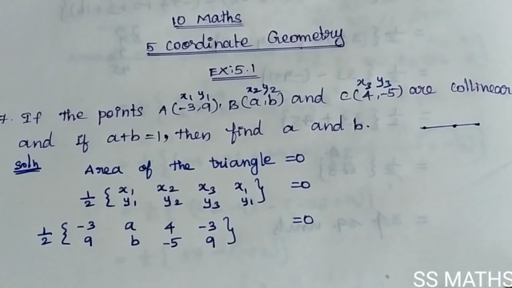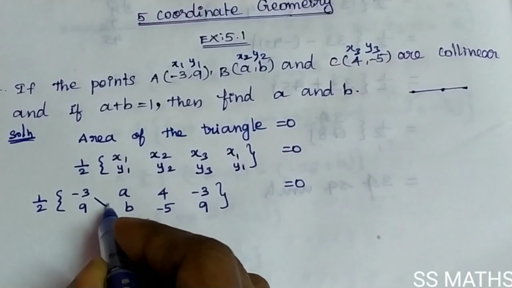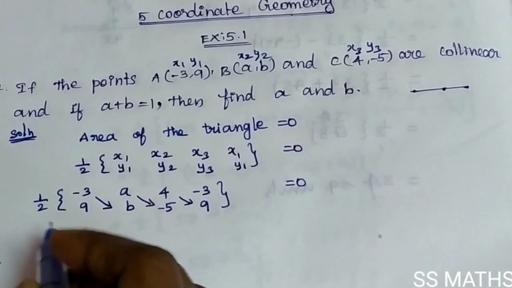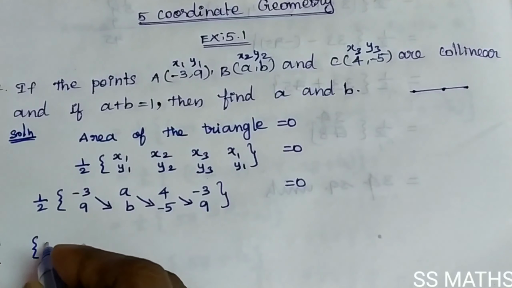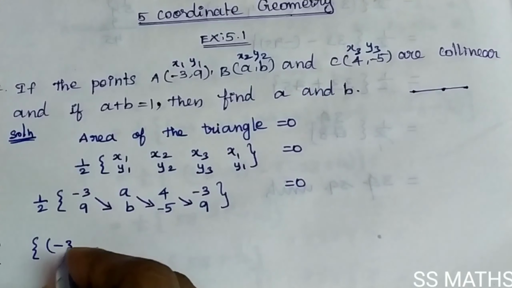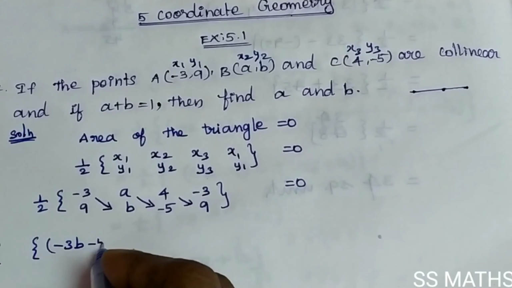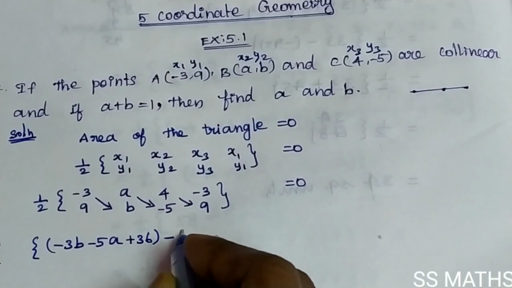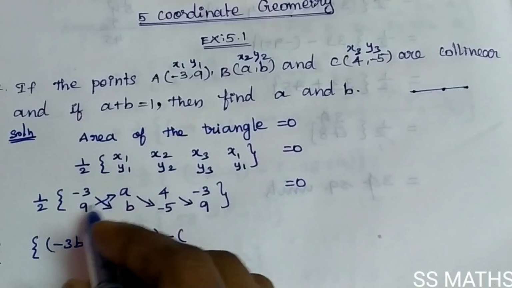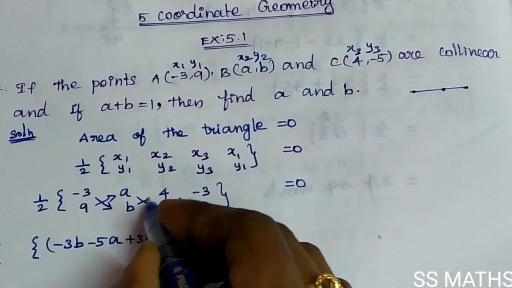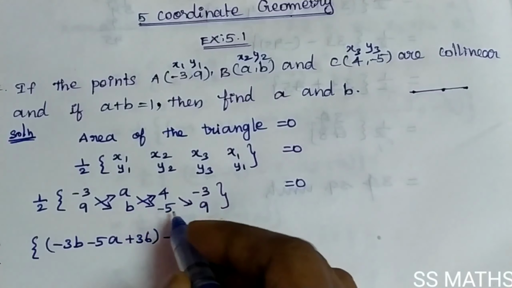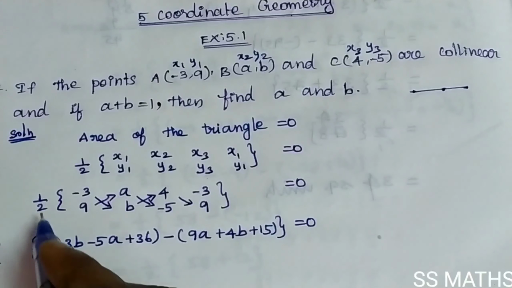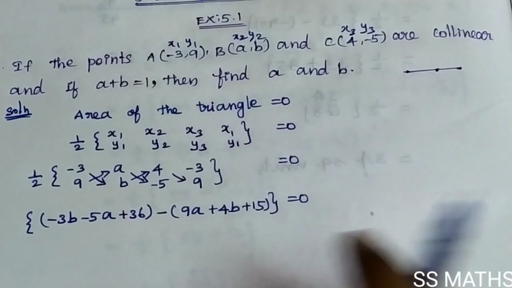Next, the 2 and 0 also, cross multiplication, write 0. Okay? Next, from up to down we first do the product. First, -3 into b is -3b. a into -5 is -5a. Next, 9 into 4 is plus 36. Next, from down to up: 9 into a is 9a, next b into 4 is plus 4b, minus of minus plus, 5 threes are plus 15, equal to 0. The 2 into 0 is 0.